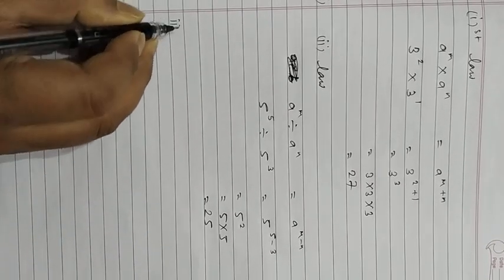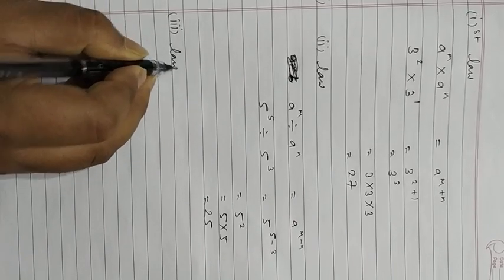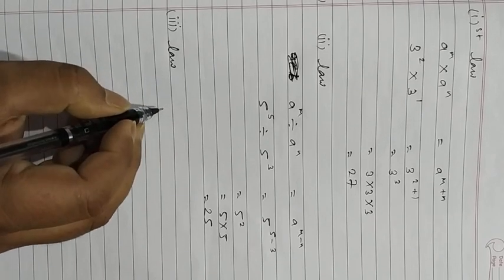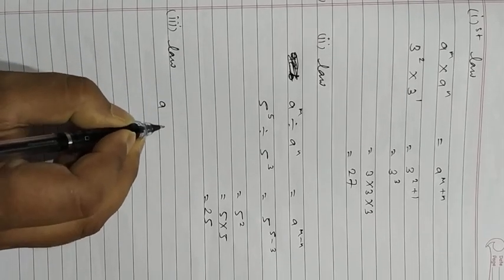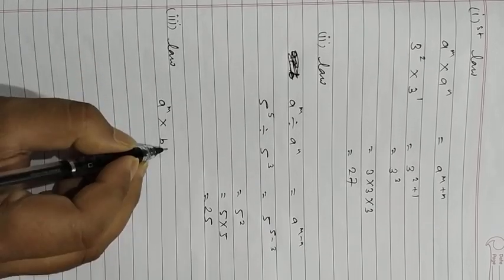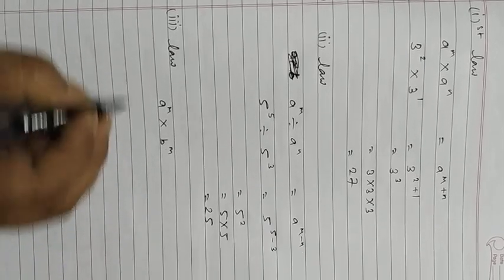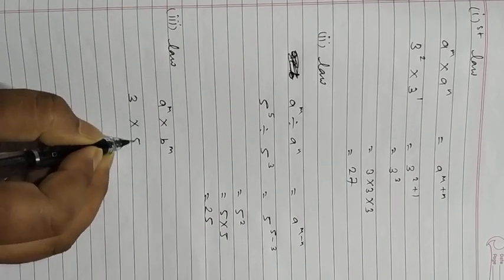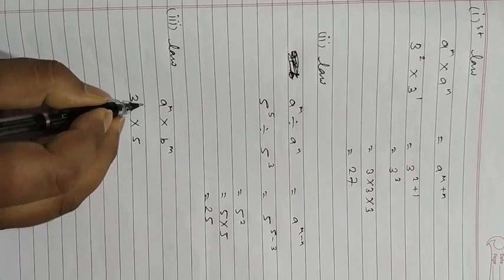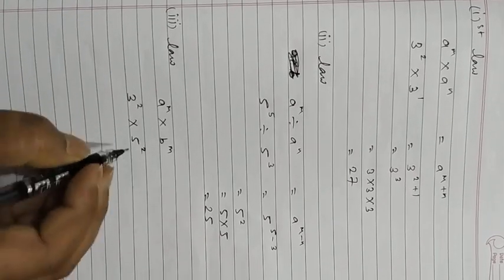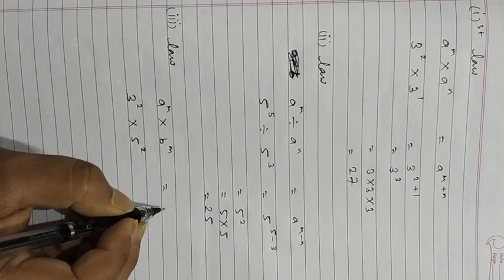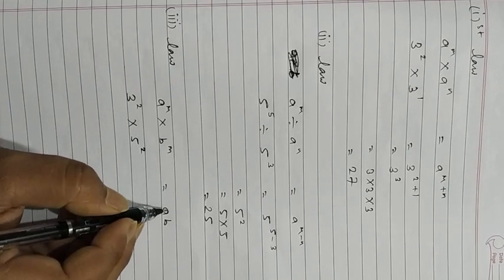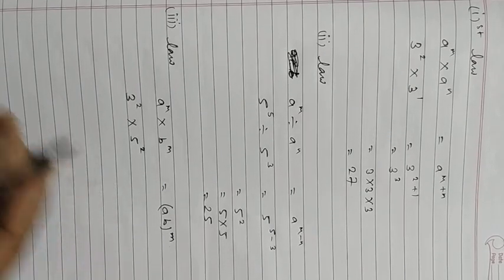And third law states that when the bases are different but the powers are same. Suppose first base is 3 and second base is 5, and I am taking here the same powers. Then this law states that the bases will be multiplied, means a into b gives you ab, and the power will be taken as common.